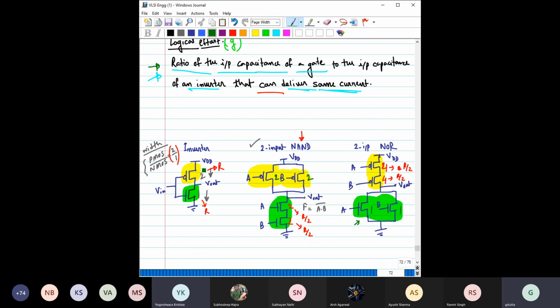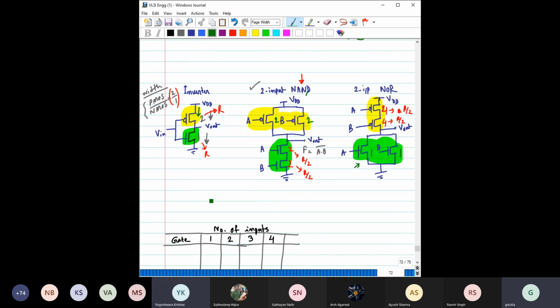Now we can clearly say that the driving capability of this pull-up network and this pull-up network are the same. Similarly, the driving capability of this pull-down network and this pull-down network are also the same, right? So this criterion is now valid. To find the logical effort of any gate, we just take the ratio of the input capacitance of this gate and divide it by the input capacitance of this single inverter.